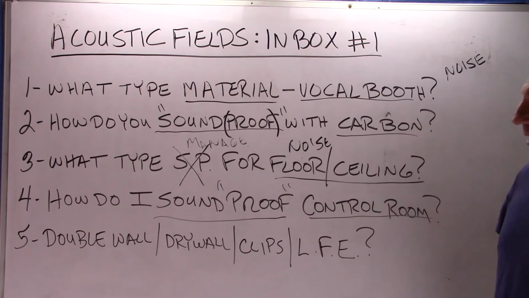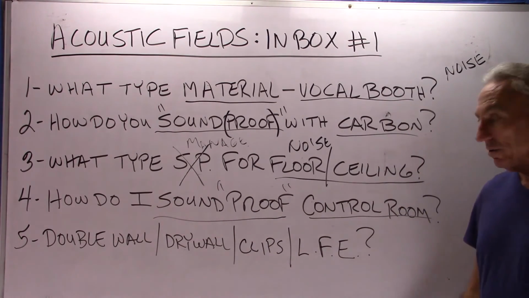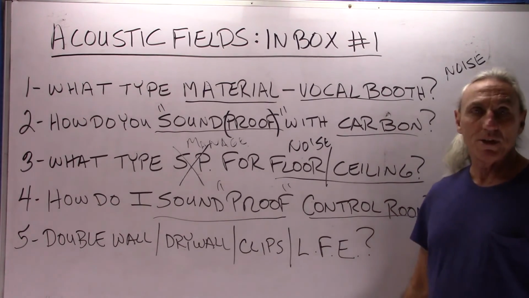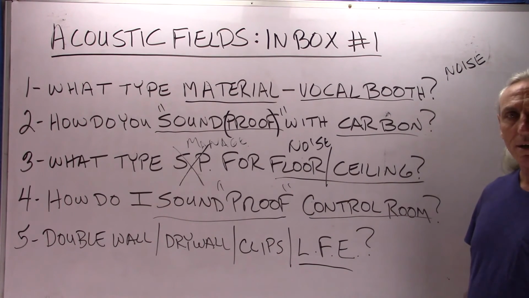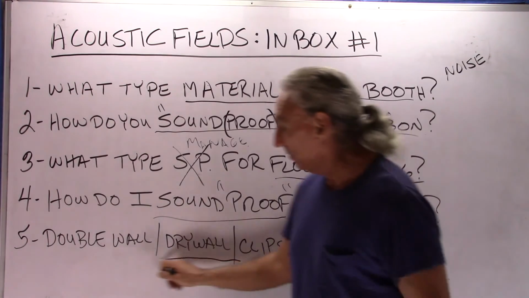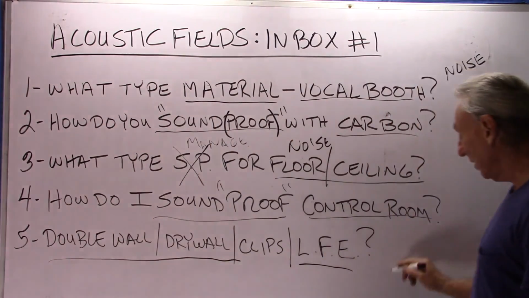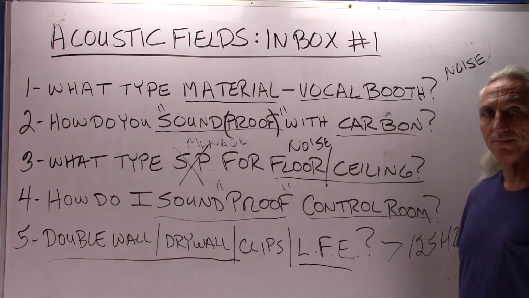So I built a double wall like the literature says. I used drywall and I used Green Glue. I used the resilient clips. But my low frequency energy just goes right through. Well, that's because a double wall with this arrangement here is really only good for frequencies above 125 cycles. Low frequency energy just goes right through it.